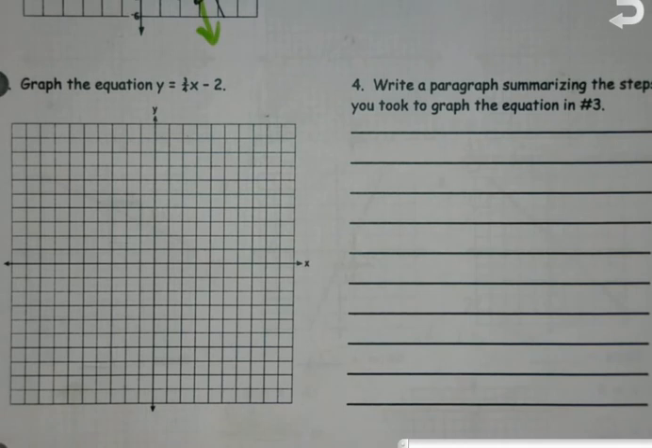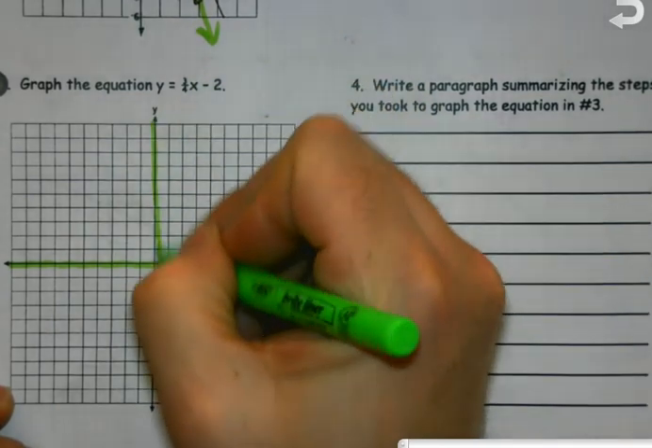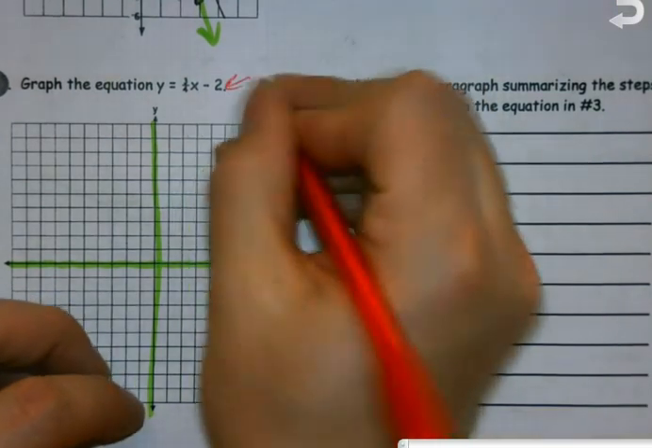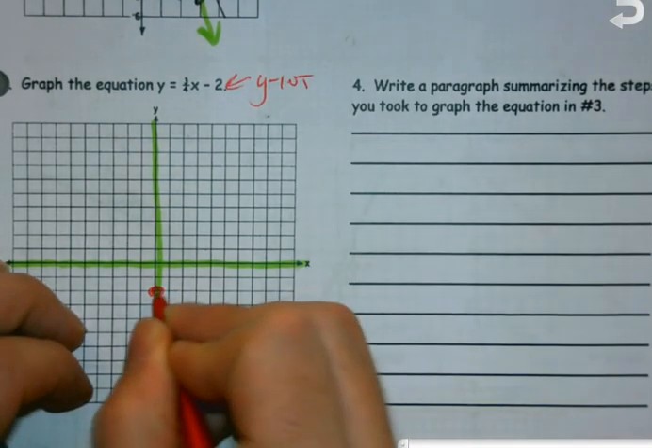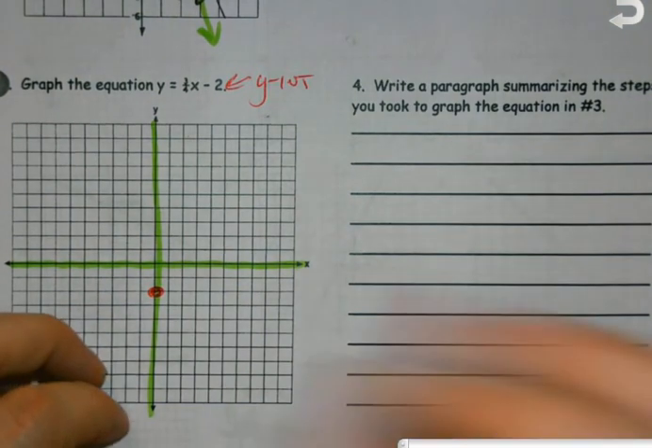Graph the equation. I'm going to make my axes a little bit darker here so you can see them. All right. Y-intercept, negative 2. Okay, always the number hanging out by itself on the end. We're not going to go that quick. We're going to do a couple of steps, but not a whole paragraph.